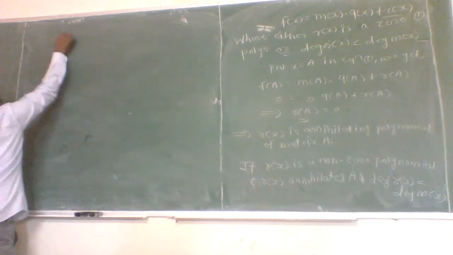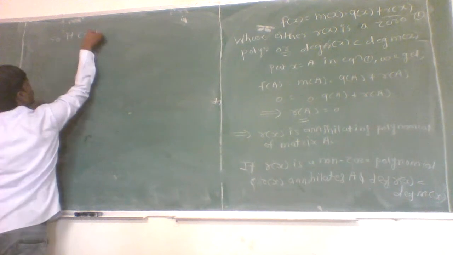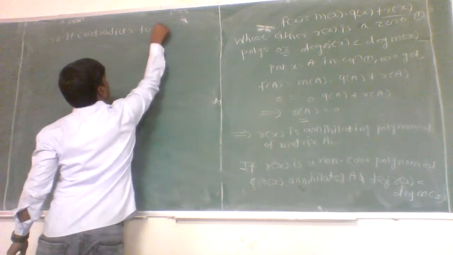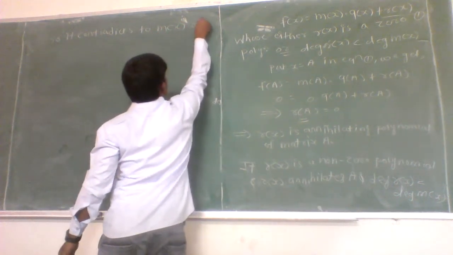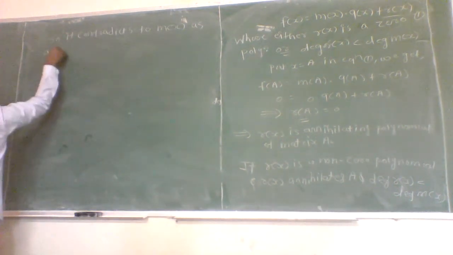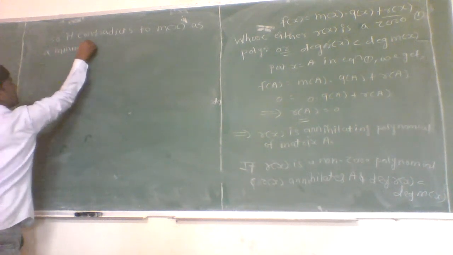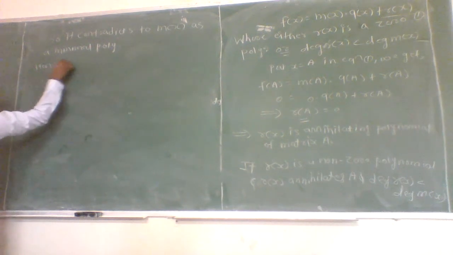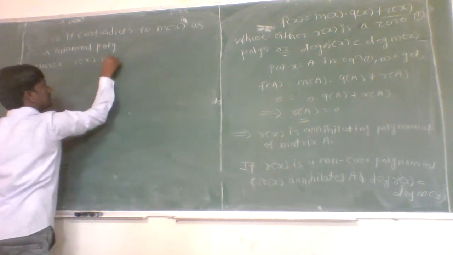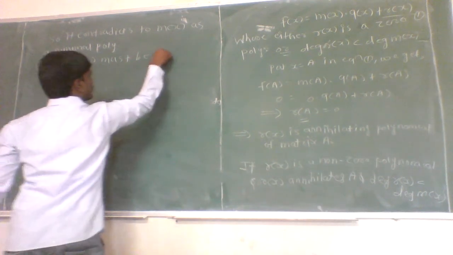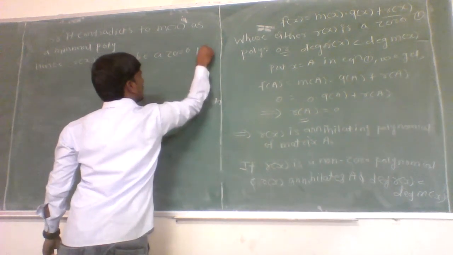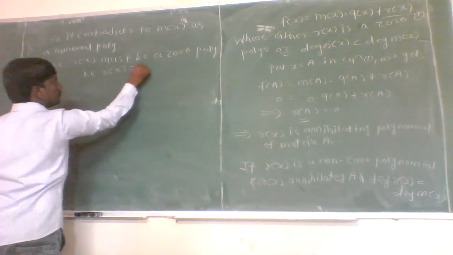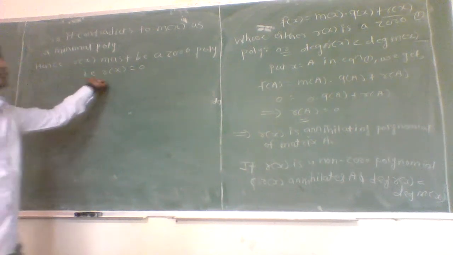So it contradicts M(x) as a minimal polynomial, and hence R(x) must be a zero polynomial. As R(x) is a zero polynomial, that is R(x) is equal to 0. Now we have to take this R(x) equal to 0 in equation 1.